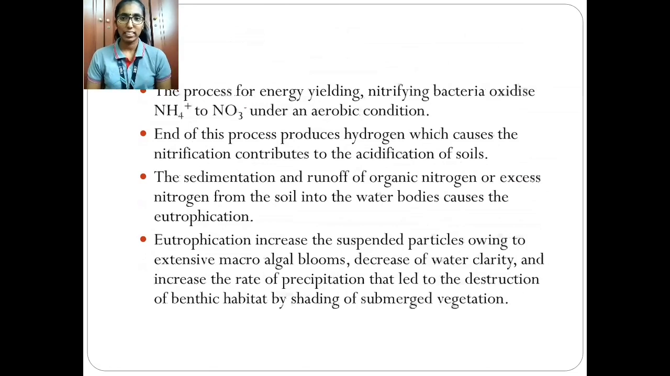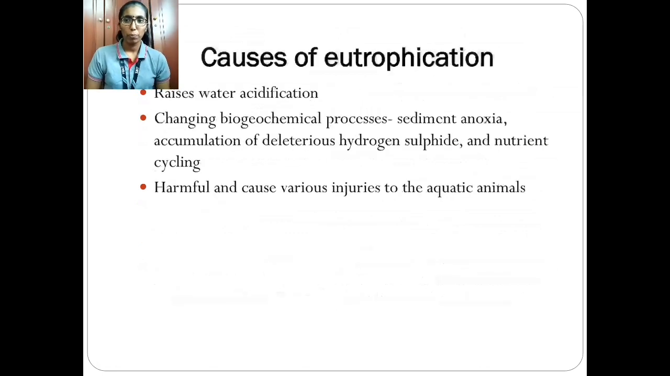Eutrophication increases suspended particles owing to extensive macroalgal blooms, decreases water clarity, and increases the rate of precipitation, which leads to the destruction of benthic habitat by shading of submerged vegetation. Furthermore, bottom water hypoxia and production of carbon dioxide from the decomposition of intensively produced organic matter raise water acidification and cause injuries to aquatic life.